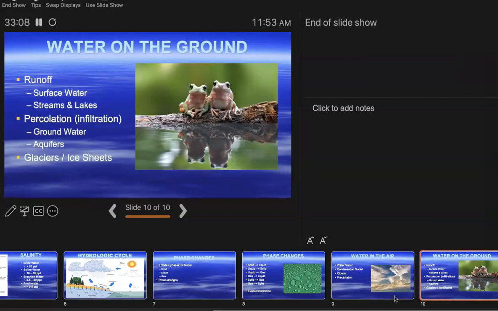Water on the ground. Runoff. It's surface water. We got streams and lakes. Percolation or infiltration. They use both words kind of interchangeably. Again, it depends on the author. I tend to say percolation. With that, we're talking about aquifer or groundwater, and the term we use for groundwater typically is aquifers. And I didn't give ice its own slide. We're going to consider that water on the ground.